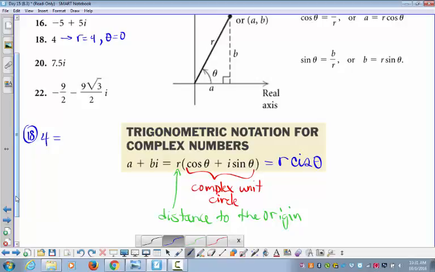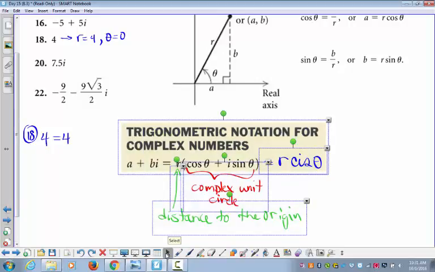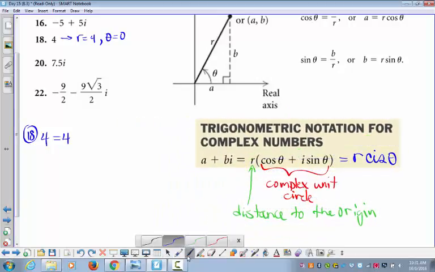Trig form is going to be r, that's 4, times cosine theta plus I sine theta. Let me move this stuff over a little bit. So 4 parentheses cosine of 0 degrees plus I sine of 0 degrees, or 0 radians. Let's go with radians. Just kind of depends on the problem. Doesn't really matter. So that's the trigonometric form. You could shorthand this as 4 CIS 0.